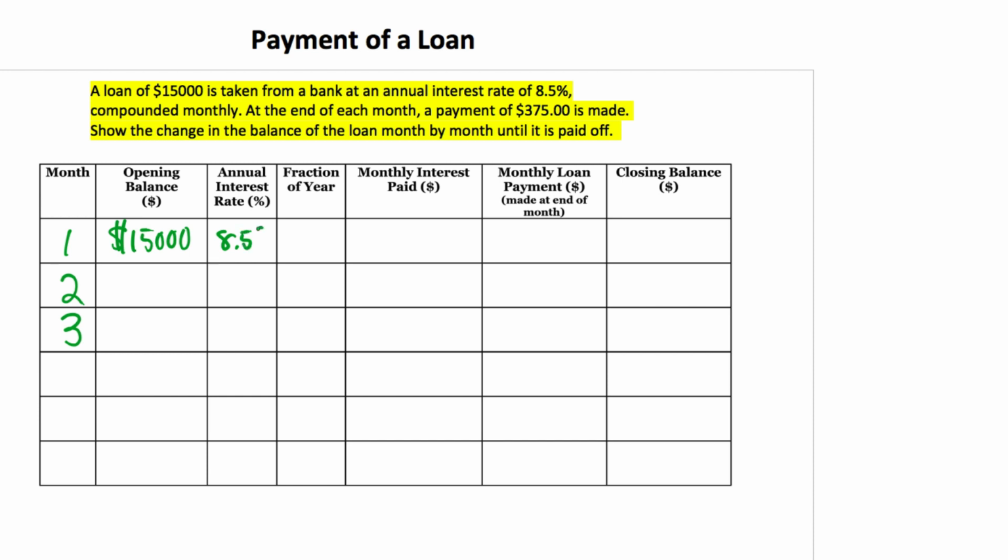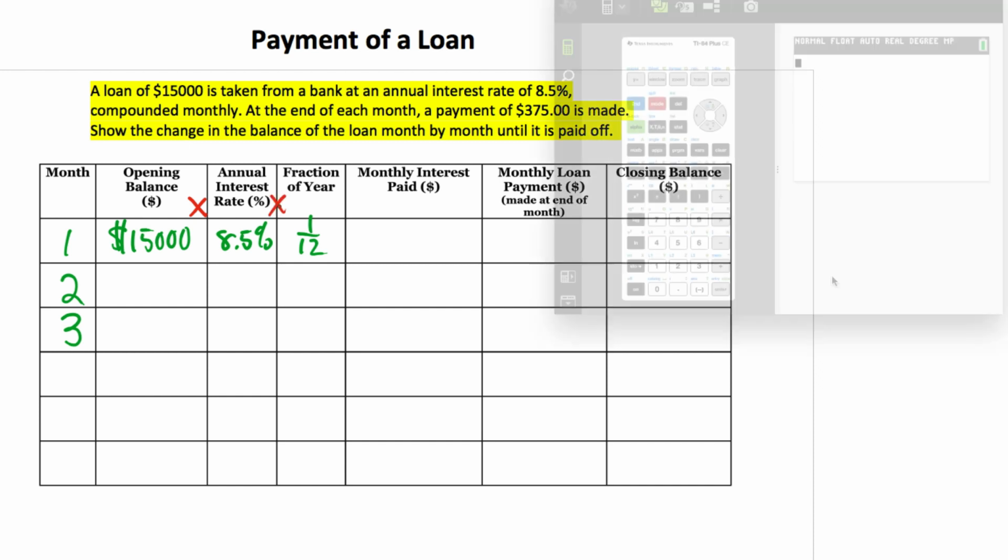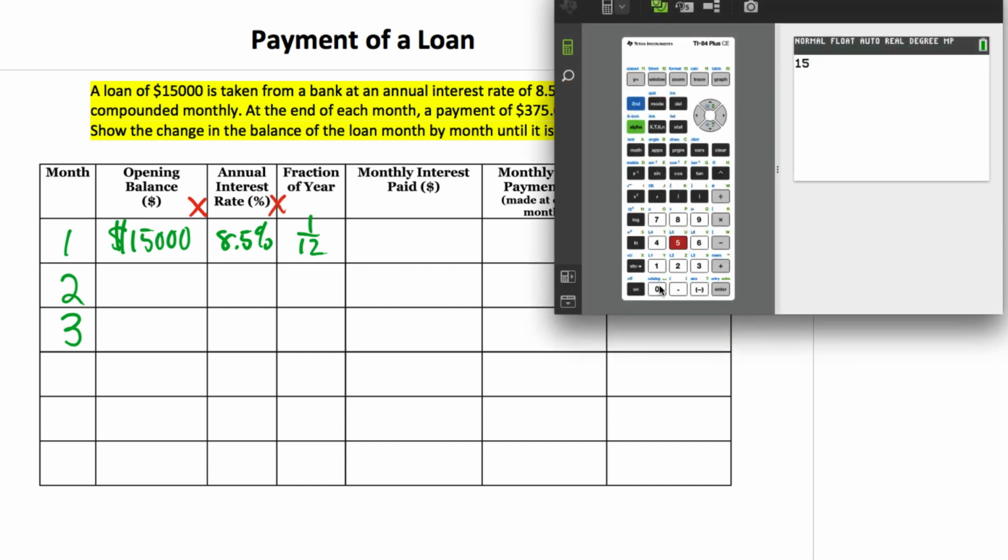8.5% as indicated is the interest. The interest is being charged on a month, so a 12th of the year. So to get the interest, we take our starting amount multiplied by our interest rate annually, multiplied by our time. And so if we do that, multiplied by 0.085 divided by 12, our interest for the first month is $106.25.